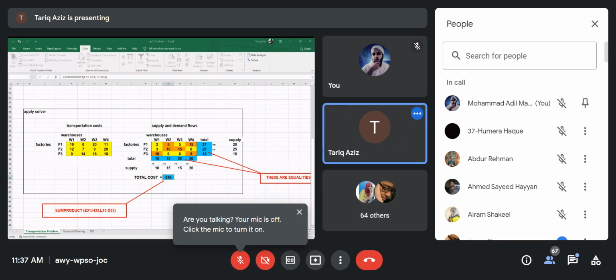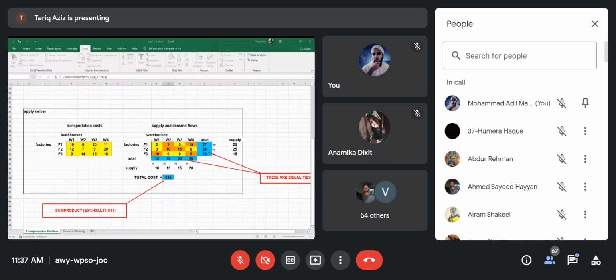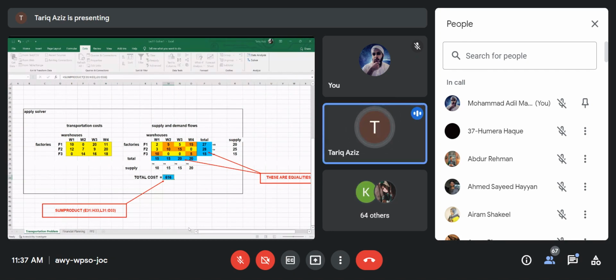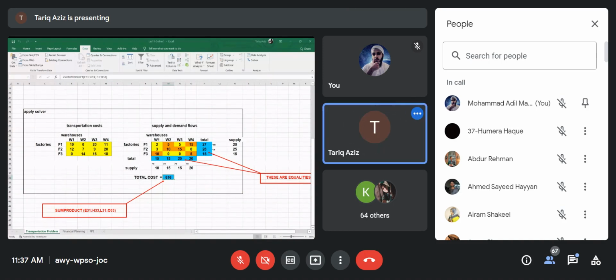Excuse me, sir. Yes. Sir, the changes that you're making are actually not visible. We can see the screen, but not the dialog box for solver. Yes, sir, it's not visible. Okay, see, the dialog box is not visible. So we are not able to figure out the changes that you are making in the spreadsheet. Okay, so let me try it.